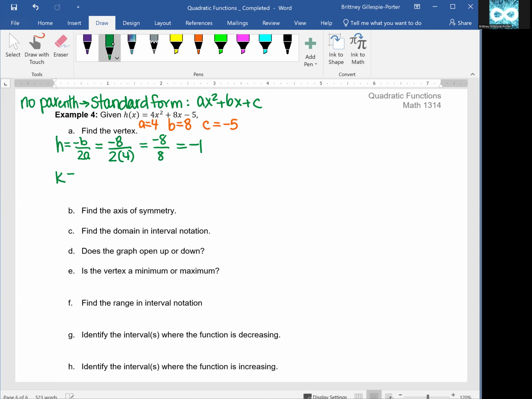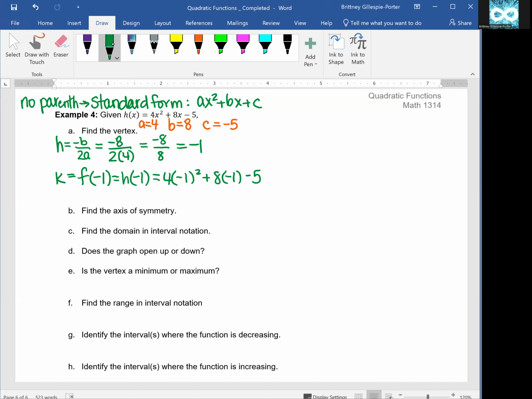Remember that k means that we take whatever number we found and plug that in. So we need to find h of negative 1. Remember that h is the same thing as f. We just don't call all of our functions the same name. So f of negative 1 or h of negative 1 means we have 4 times negative 1 squared plus 8 times negative 1 minus 5.